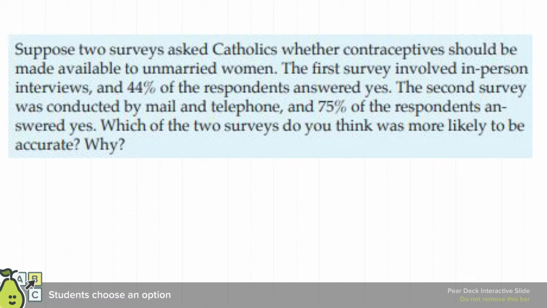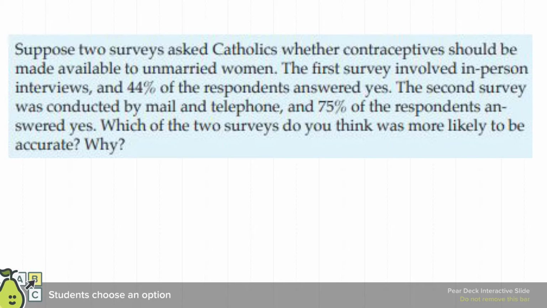So let's look at a few examples. In this first example, it says, suppose two surveys asked Catholics whether contraceptives should be made available to unmarried women. The first survey involved in-person interviews, and 44% of the respondents answered yes. The second survey was conducted by mail and telephone, and 75% of the respondents answered yes. Which of the two surveys do you think was more likely to be accurate?